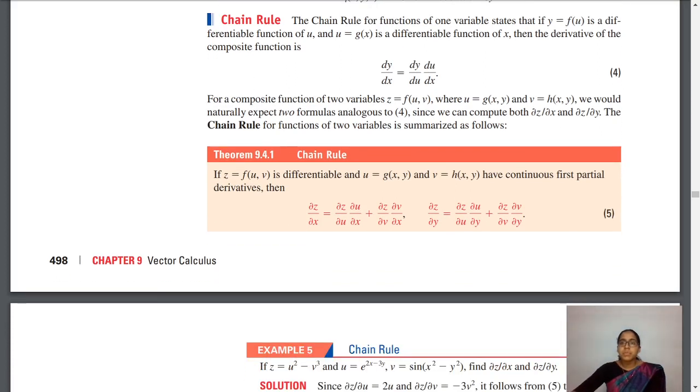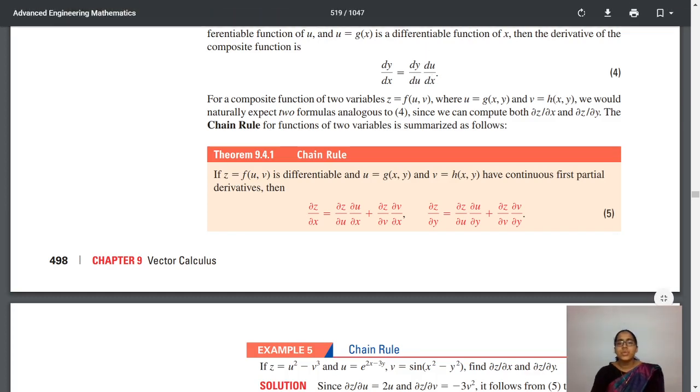I hope you remember we had discussed this in the earlier section also. We are given a function y in terms of u, that is y is f of u, where u is another differentiable function, that is u is g of x. Then how can we find dy by dx? dy by dx will be dy by du into du by dx.